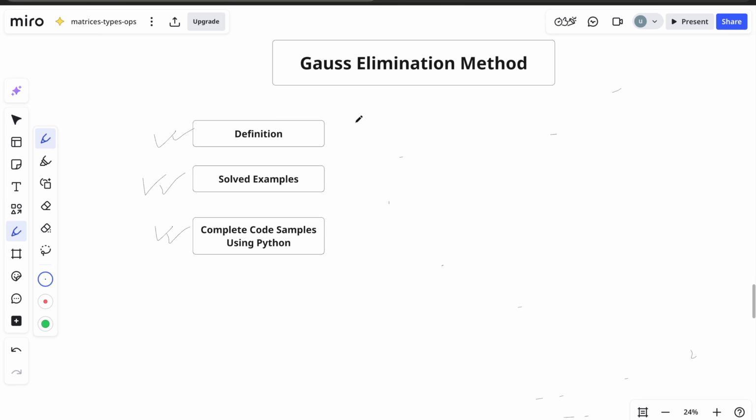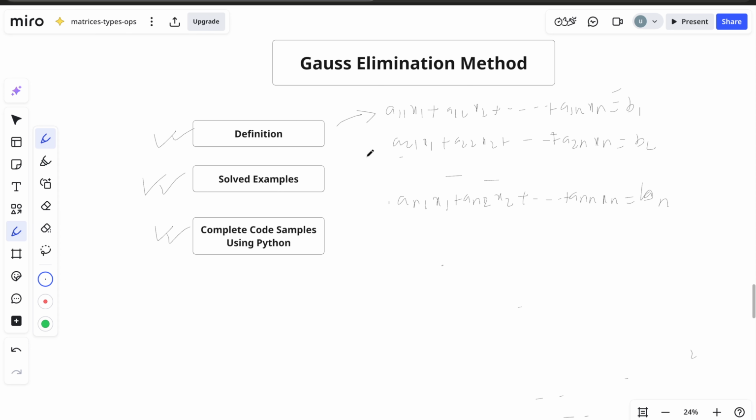So by Gauss elimination method, let's give a formal definition. Let us consider a system of linear equations something like this: a11 x1 plus a12 x2 plus dot dot dot a1n xn is equal to b1, a21 x1 plus a22 x2 plus dot dot dot a2n xn is equal to b2, and so on. And we have an1 x1 plus an2 x2 plus dot dot dot ann xn is equal to bn, right?